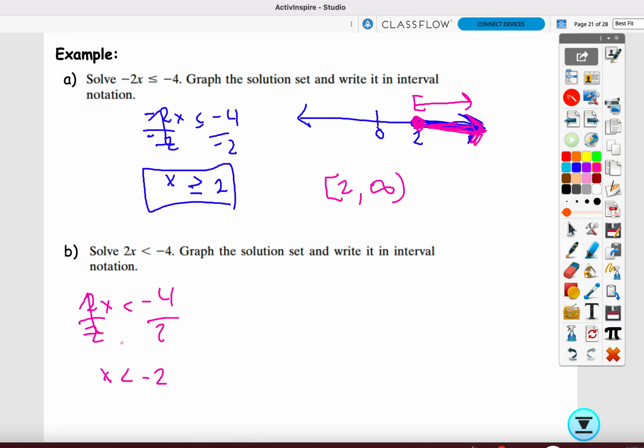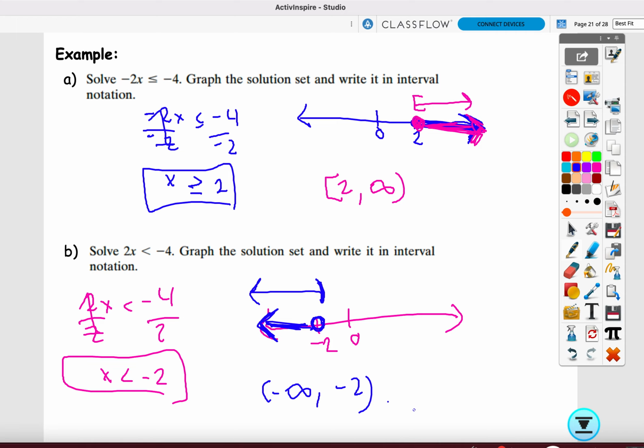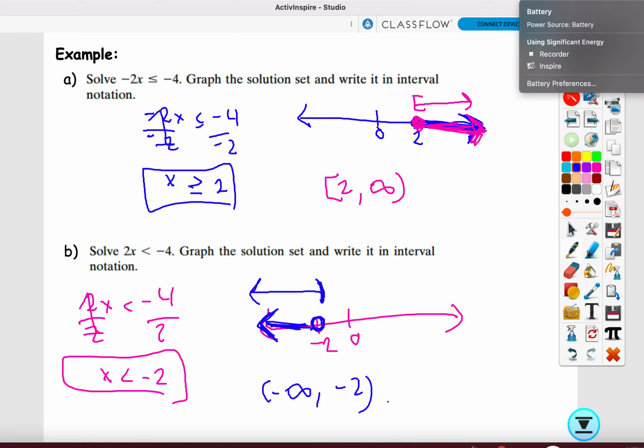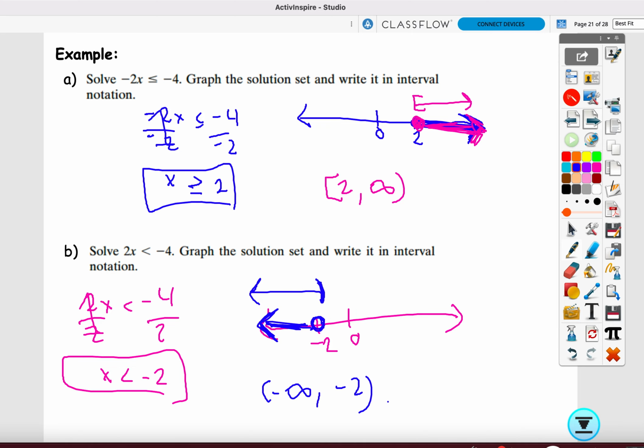So then 0, we have negative 2. It's less than, so it's going to be an open circle, and it's going to be going to the left. So there's going to be a parentheses going to the left, the arrow is to the left, so it's going to be negative infinity to negative 2. And we are done, guys. So take a quick moment to see how I did this. Rewind this if you have to. Let's go ahead and move on.